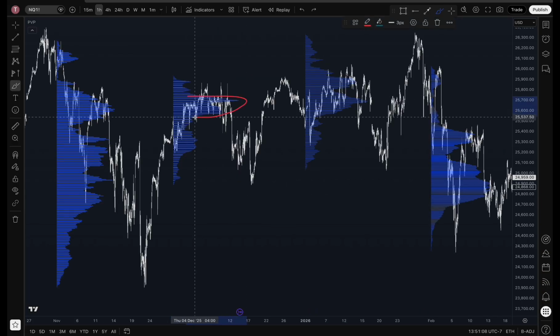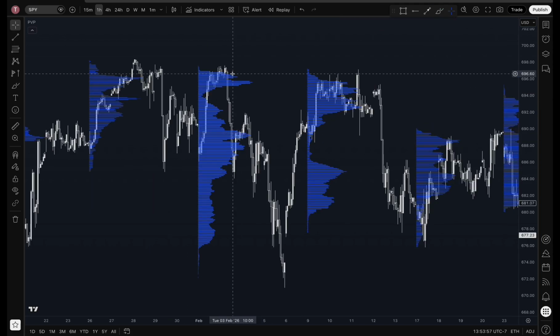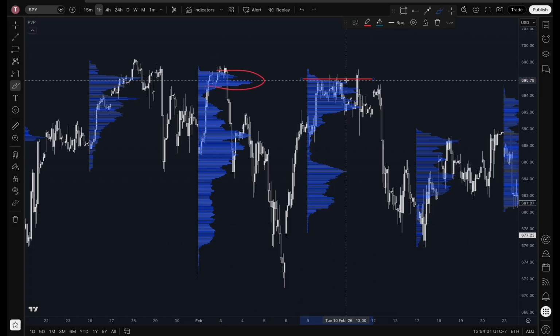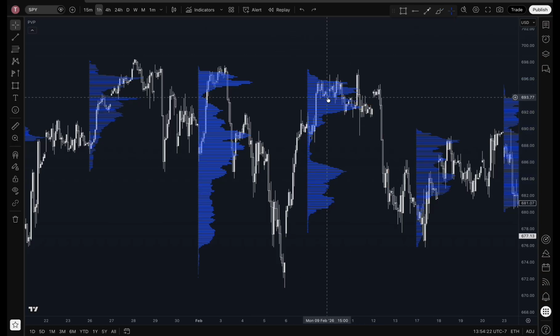So once the price is inside a high volume node, it usually ranges until it breaks either above or below, and then it fills the low volume nodes. And once price reaches the high volume node, it's usually rejected. So I'm going to use a replay function to showcase how I would be trading this scenario.